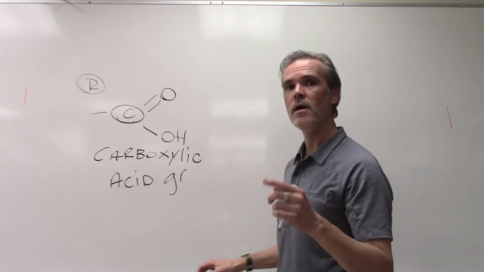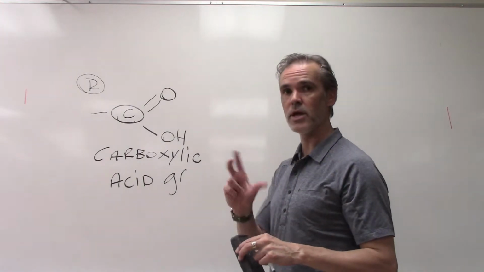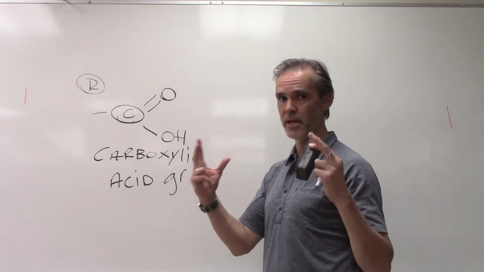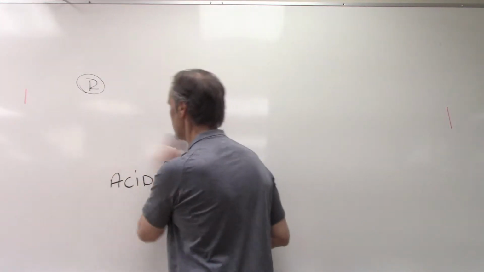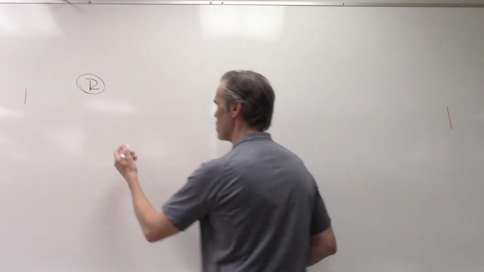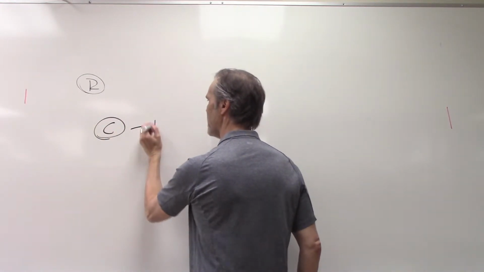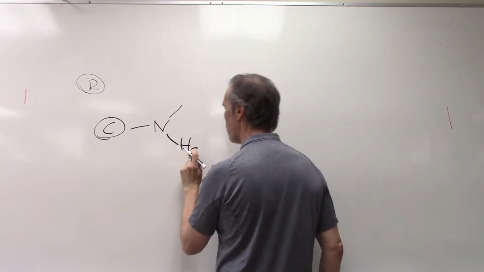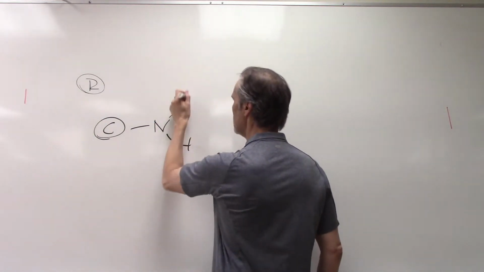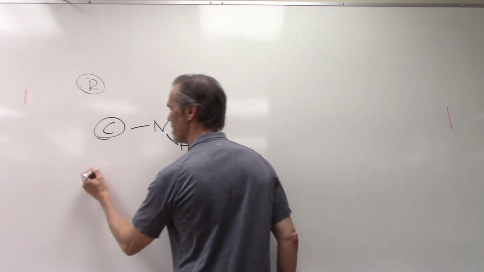Now another one that is really important for the creation of macromolecules, as in proteins, is the next one right here. So we would have a carbon always, and then we have H, H here and H here. So this is known as an amine.